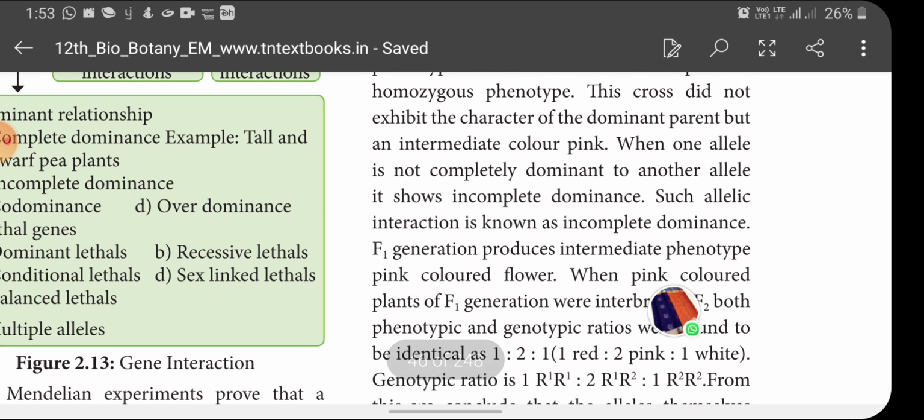So here neither of the alleles is dominant over the other allele, isn't it? That means capital R1 does not show any dominance over capital R2. In the same way, capital R2 does not show any dominance over capital R1. So here both alleles do not show any dominance, and it is called incomplete dominance.